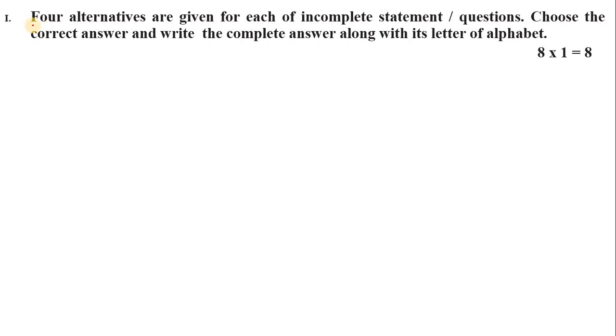The first main, 4 alternatives are given for each of incomplete statements or questions. Choose the correct answer and write the complete answer along with its letter of alphabet. Children, in the first main, you have 8 MCQ questions. Each question carries 1 mark. Hence, for 8 questions, you will get 8 marks.